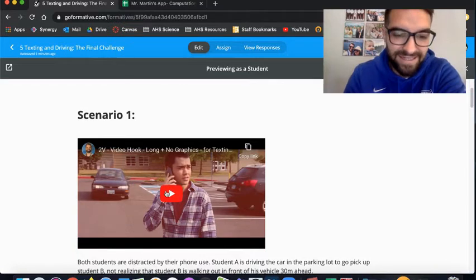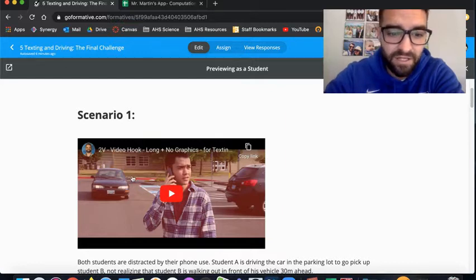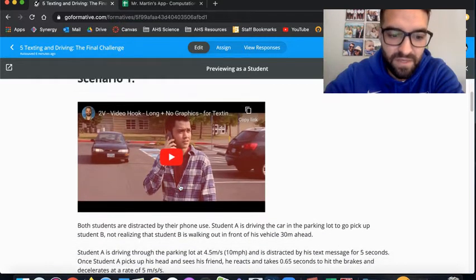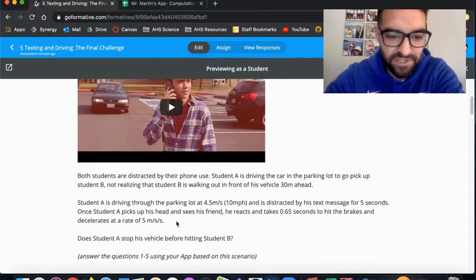Scenario one is our original scenario. This is how we introduced texting and driving. You've got the student in this vehicle responding to a text from this student, his friend, as he's about to go pick him up. So if you're interested, please rewatch this scenario. But here is the information you need.